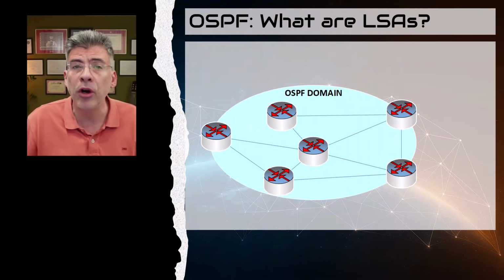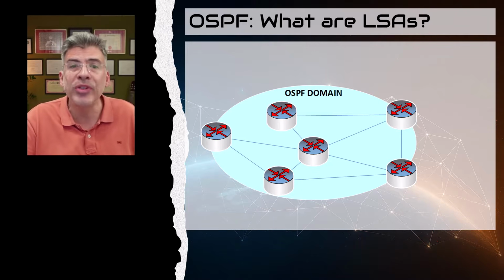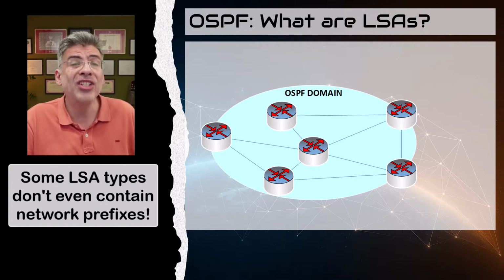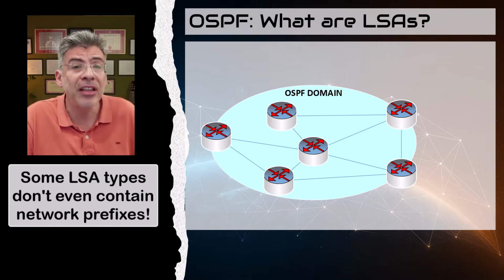Now, one of the things that confused me most when learning about OSPF has to do with the Link State Advertisements, or LSAs. What the heck are they, and what do they have to do with routes and networks being advertised? Many LSAs don't actually contain network prefixes, so what's the point in exchanging them?